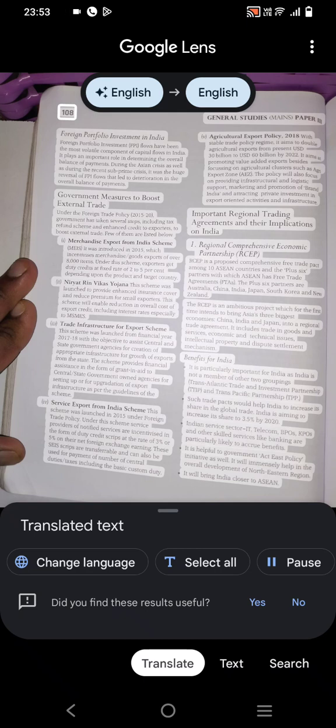108. General Studies, Mains, Paper 3. Foreign Portfolio Investment in India. Foreign Portfolio Investment, FPI, flows have been the most volatile component of capital flows in India. It plays an important role in determining the overall balance of payments. During the Asian crisis as well as during the recent subprime crisis, it was the huge reversal of FPI flows that led to deterioration in the overall balance of payments.